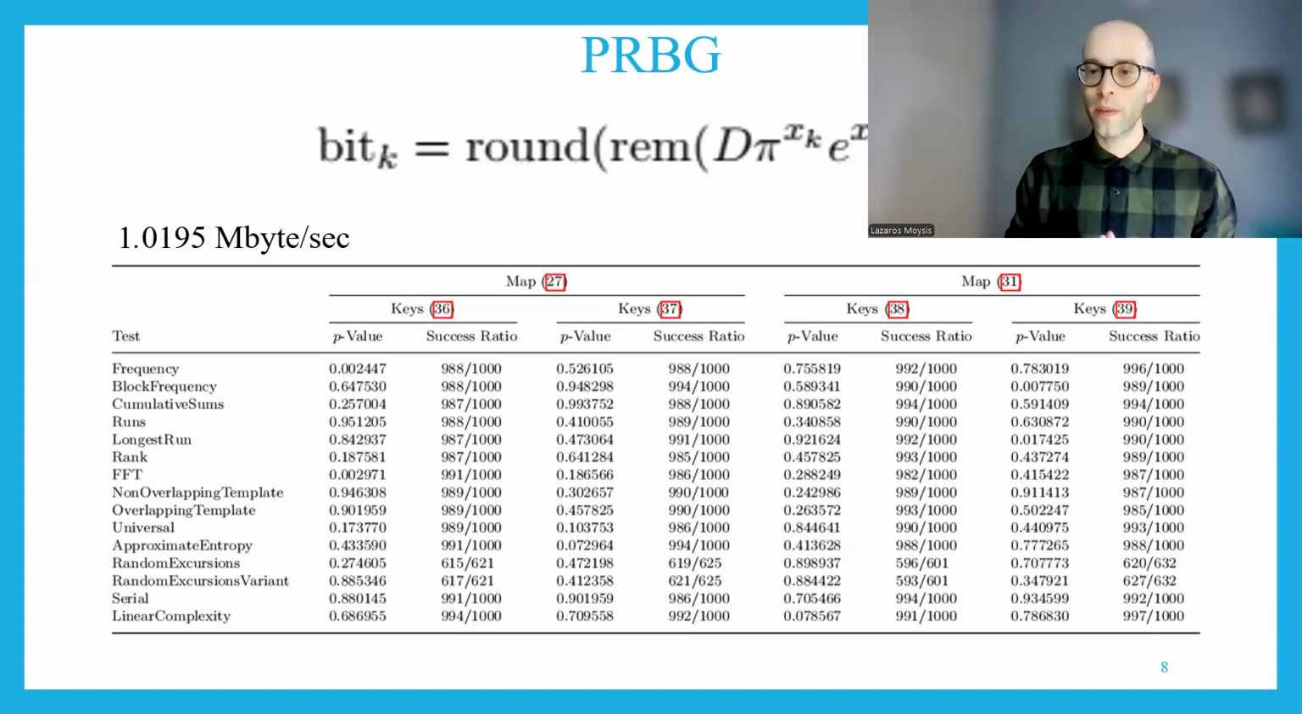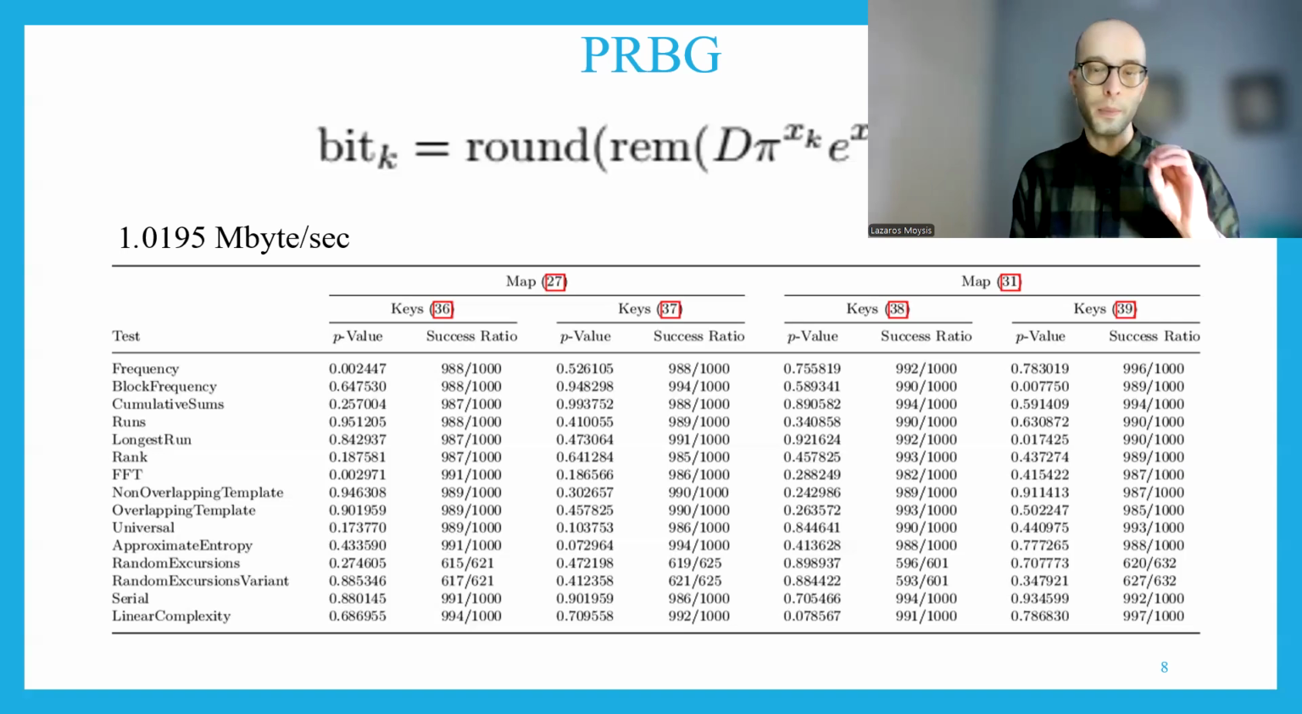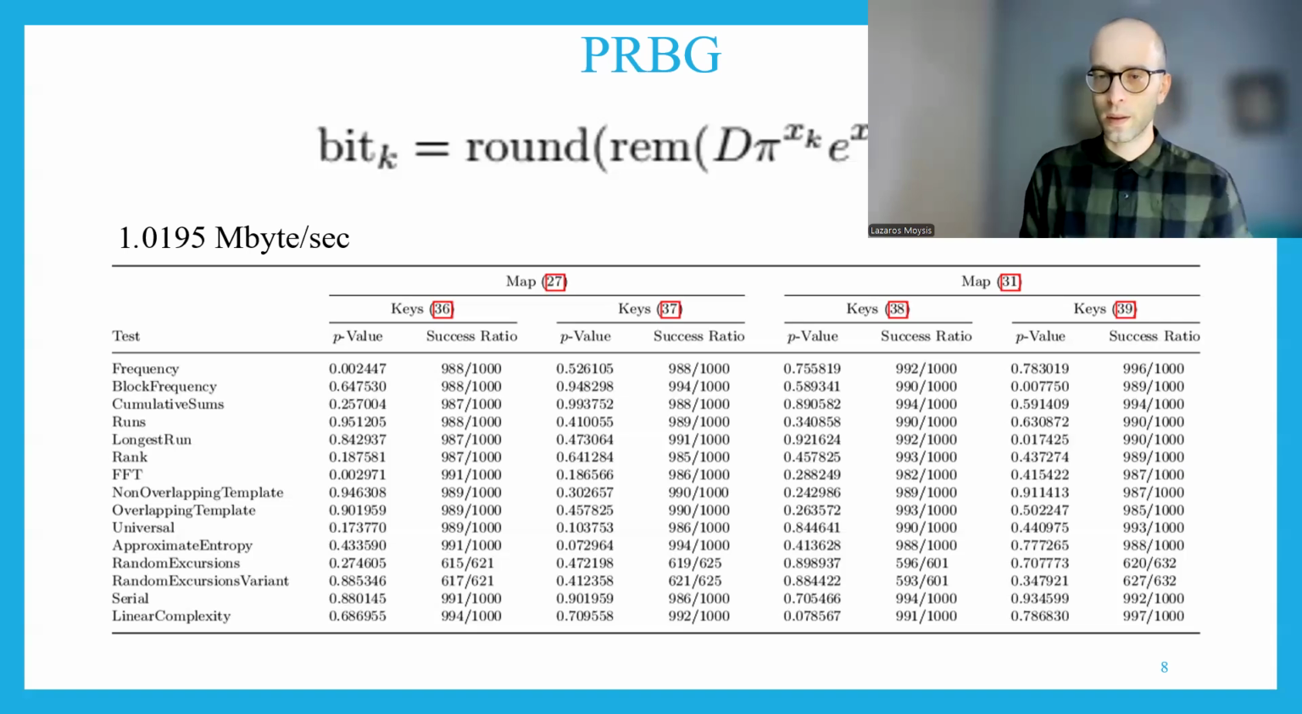So we tested both of our maps with two different keys. So we tested 4 different cases. All of them pass the statistical tests. So this PRBG can be used. I'll put the MATLAB link in the description. It can be used in any application that you like, and especially if you are not really interested in having the fastest speed, you can use it as you like.